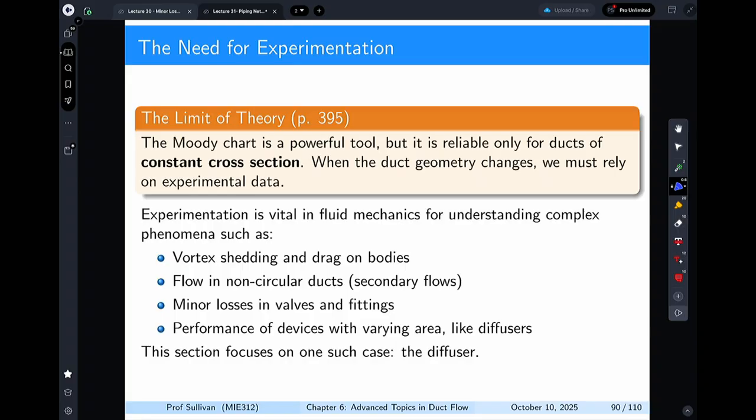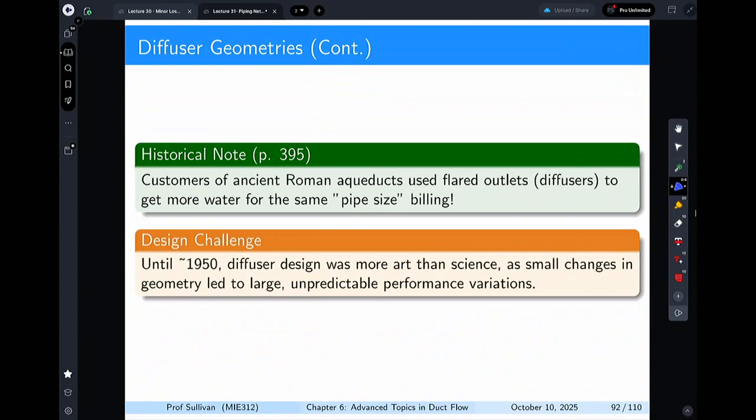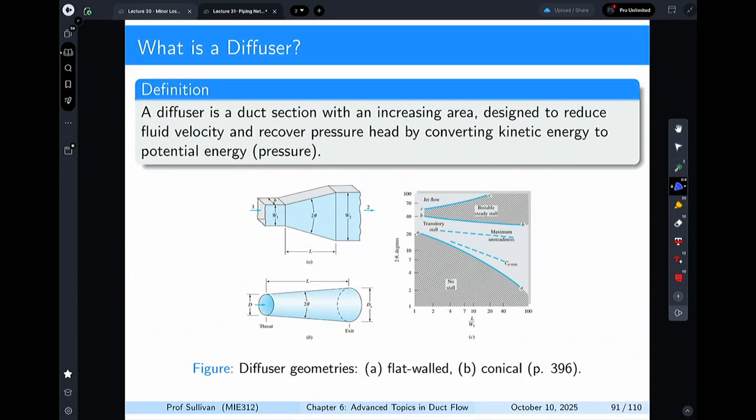And I have re-shown the same slide. Where it's relevant to chapter 6 and allows me to close this out, you have diffusers: a duct section with constant or increasing area designed to reduce fluid velocity and recover pressure head. And so you have two designs. There's one which is a flat surface, essentially linear expansion, and then another one which is more expensive to make because it takes a lot more skill in terms of technician time, which is a curved surface.